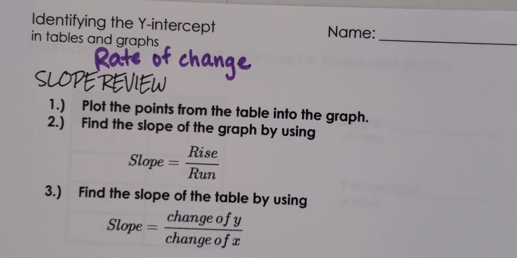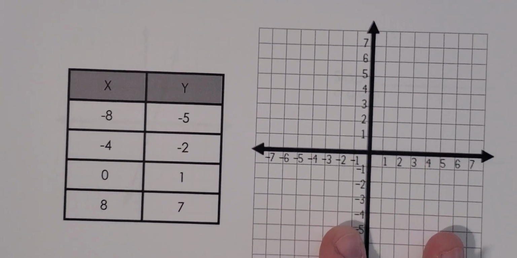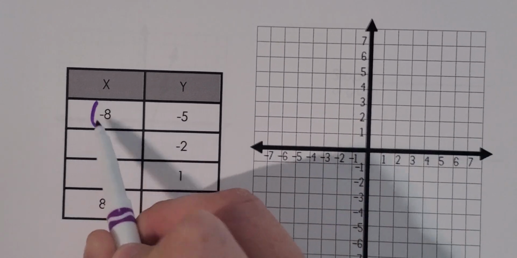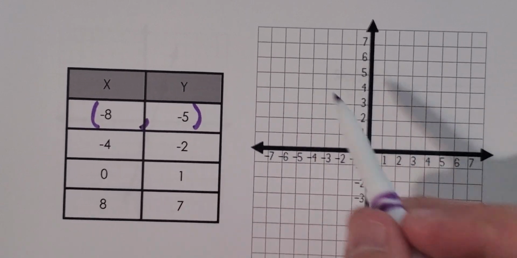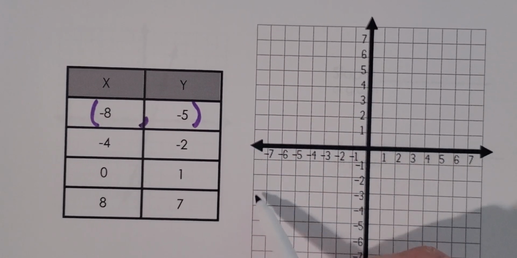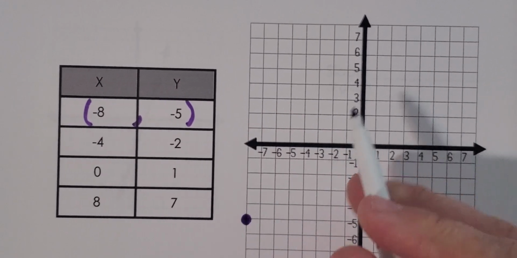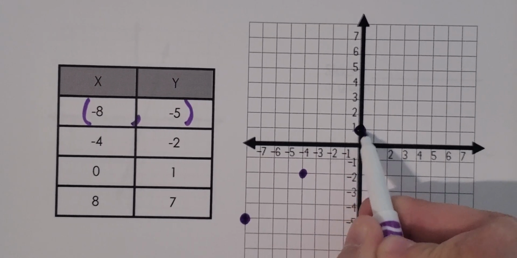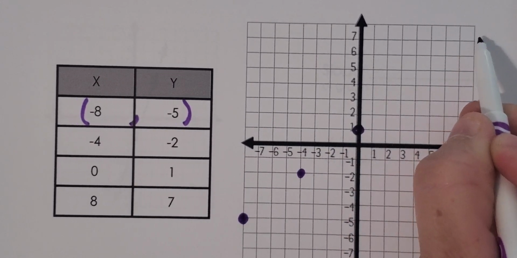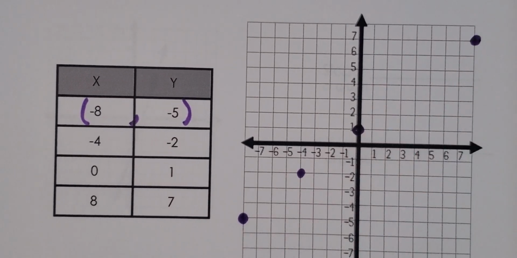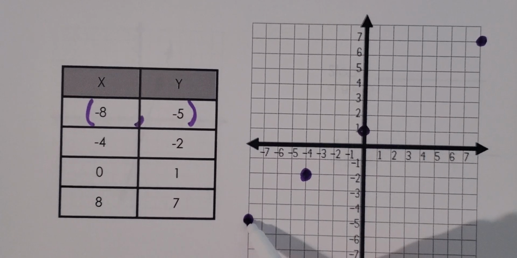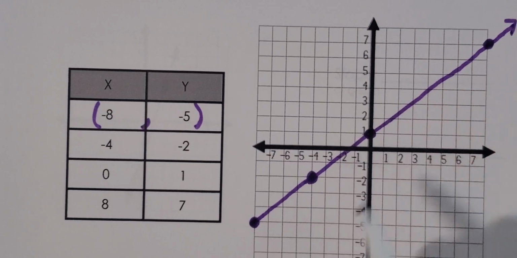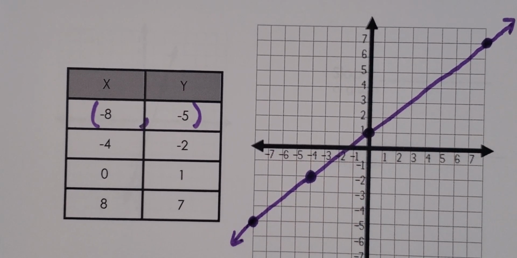We're going to go ahead and use the table that's shown in the middle of the page, and we're going to plot those points on this grid. So my first coordinate point is -8, -5. So I start at 0, 0. I'm going to go over to -8. I'm going to go down to -5. Then I have -4, -2, 0, 1, and then 8, 7. So these points can be connected to show that they are in a straight line. I can extend them out to show that the lines go on forever.